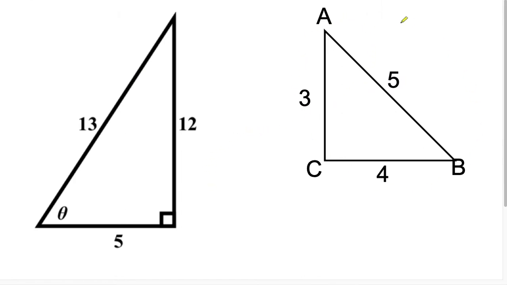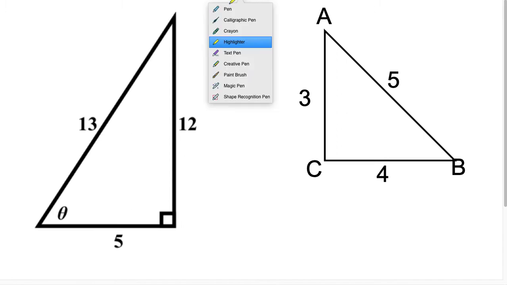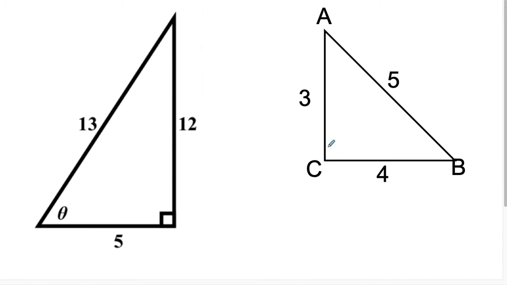Let's do this triangle first, triangle ABC. Now we've identified that this is the right angle. I have identified that this side length is 3, this side length is 4, and the hypotenuse here is 5. You will always need to identify where the hypotenuse is because that will never change. Then this is angle A, and this is angle B.